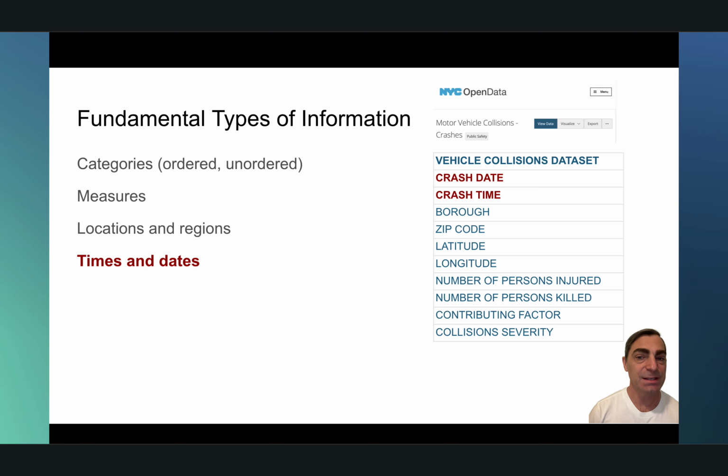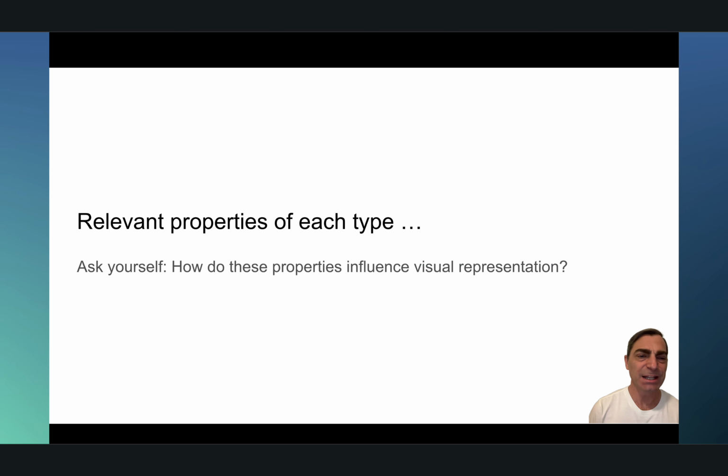The next one is times and dates, and in this data set we have the crash date and the crash time. So now let's look at relevant properties of each type. As we do that, try to ask yourself, how do these properties influence visual representation? And more in general, what kind of questions can we ask of a dataset?